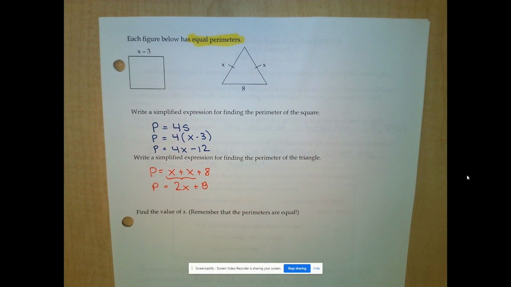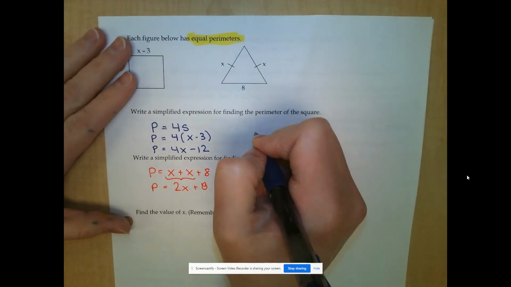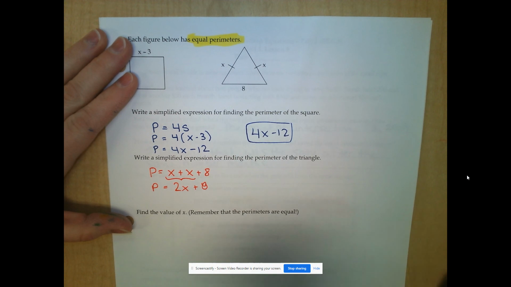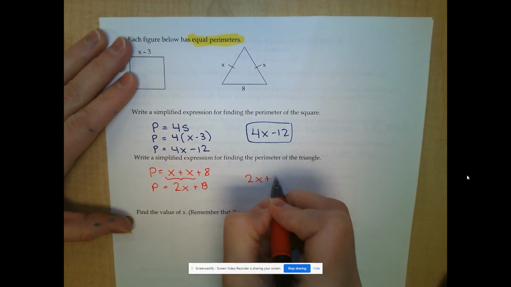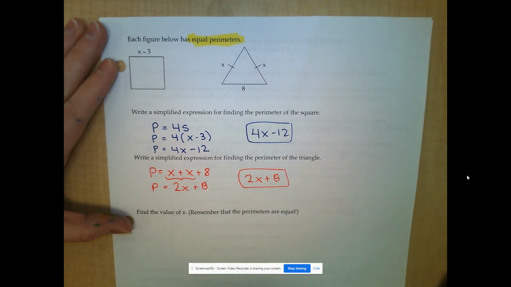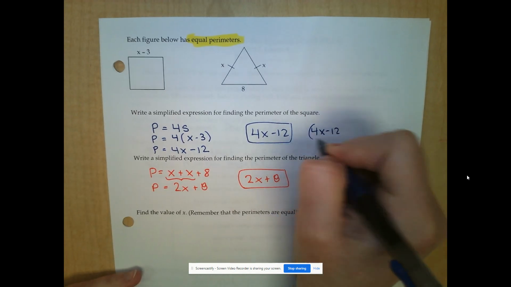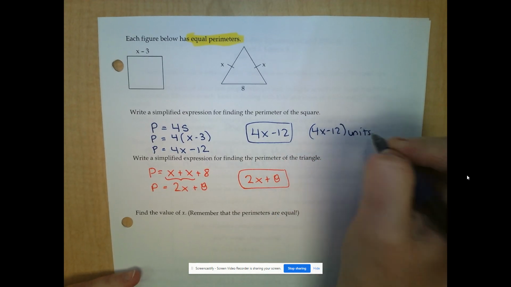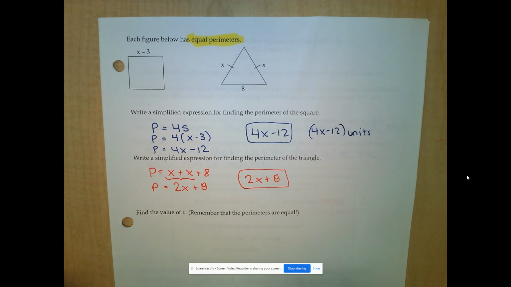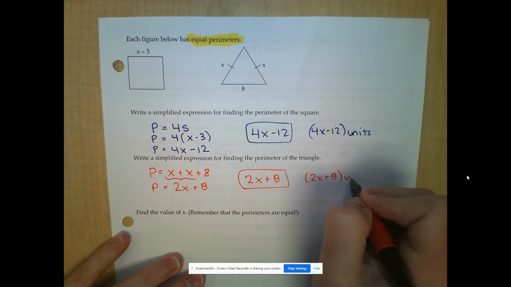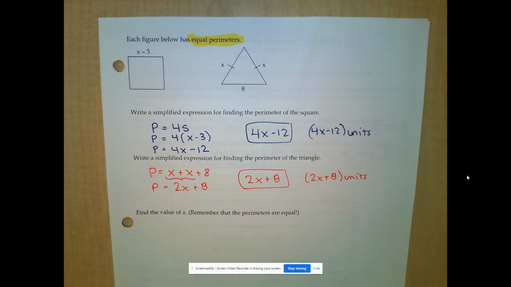Now, it does say write a simplified expression. So the actual answer here is 4x minus 12. That is an expression. The actual answer to this question is 2x plus 8. That is an expression. You might also see that you could do 4x minus 12, put it in parentheses, and write units, since inches and feet and meters were not given. The second one, you might see 2x plus 8 in parentheses with units for the same reason.